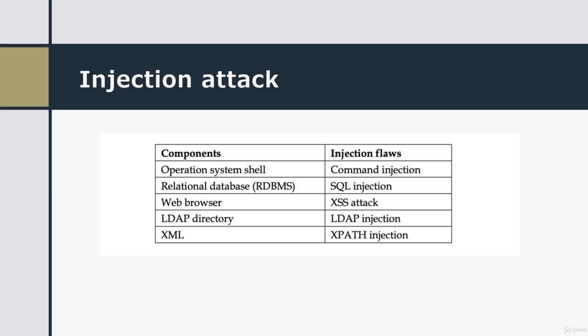So for the operating system shell, it is command injection; for a relational database, SQL injection; for a web browser, XSS attack; for an LDAP directory, it is LDAP injection; and for XML, it is XPath injection. So in this particular section, we are going to cover all the major parts of this particular table.